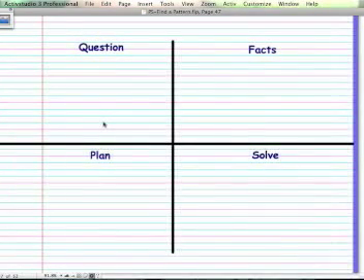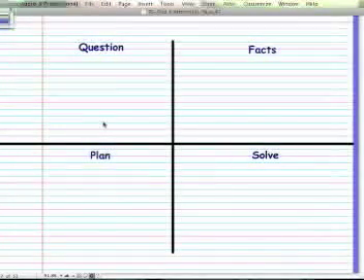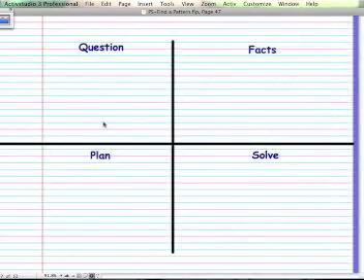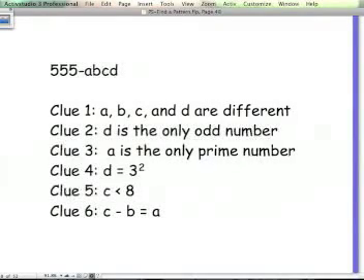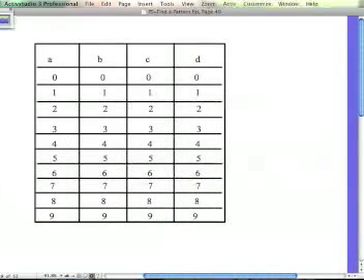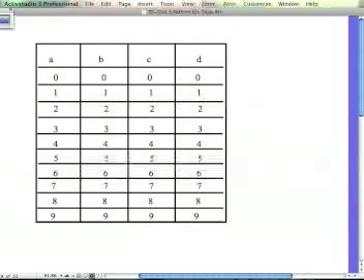Pause the video and take a moment to create your problem-solving quadrant. Remember to leave room to create your table on your whiteboard. Now that you have your problem-solving quadrant, let's go back to our question. Press pause again and start filling out your quadrant. If you find that you need help creating your table, press play for a hint. Now that our tables look similar, you're ready to start solving the problem.